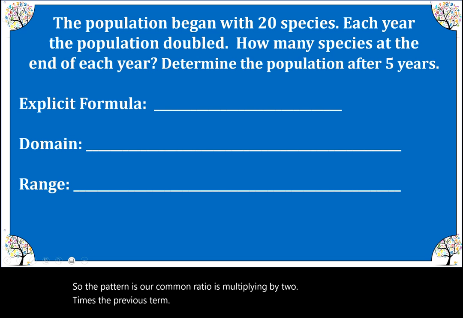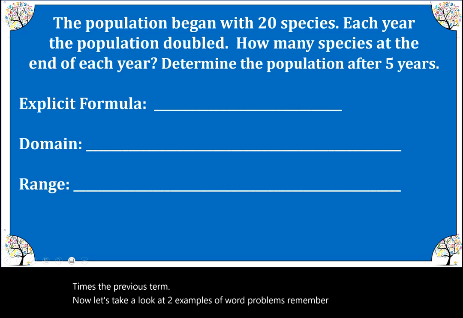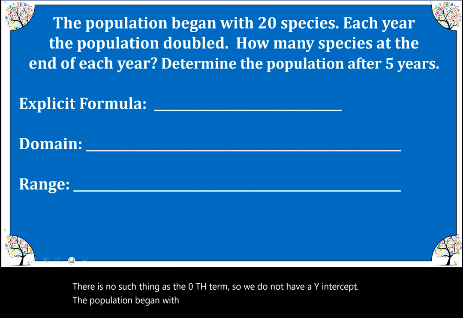Now let's take a look at 2 examples of word problems. Remember, with sequences, there is no such thing as the 0th term. So we do not have a y-intercept. The population began with 20 species. So that's at the very beginning. That's at like year 0. Each year the population doubled.